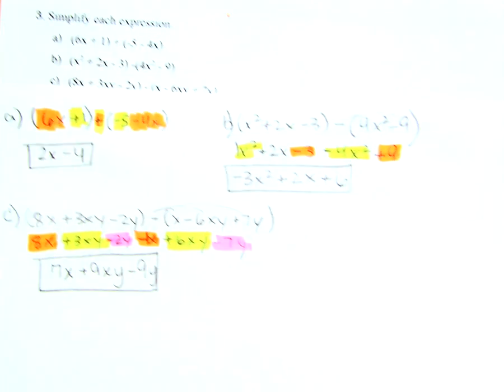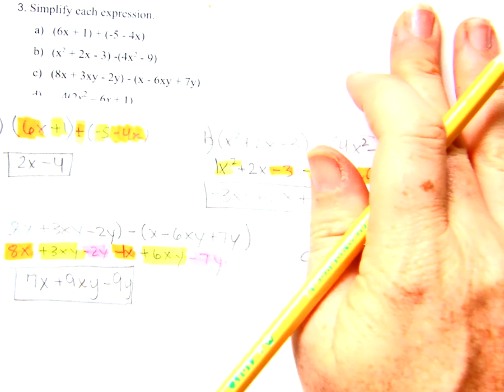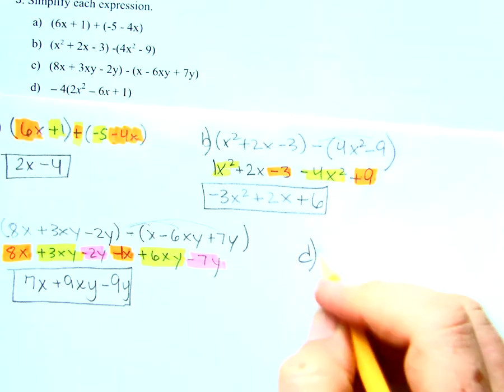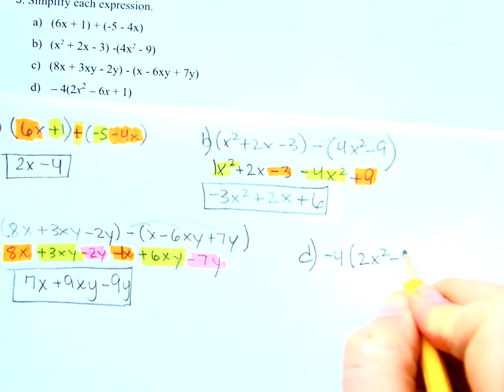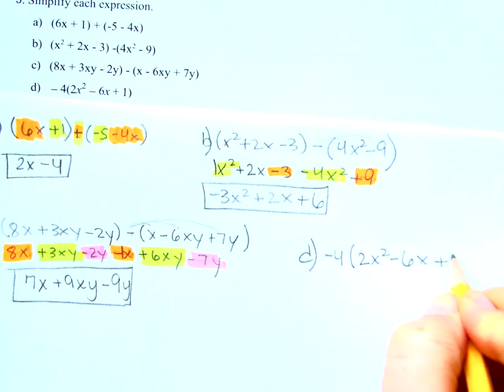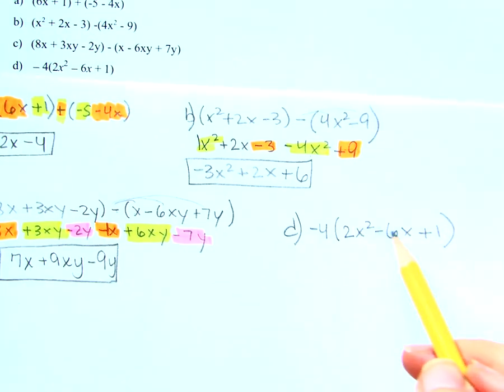Okay, moving on to D. So let's see, there we go. We've got distributive property on D. We have negative 4 times 2x squared minus 6x plus 1. So I know I need distributive property here because I have addition and subtraction inside this parentheses, right?